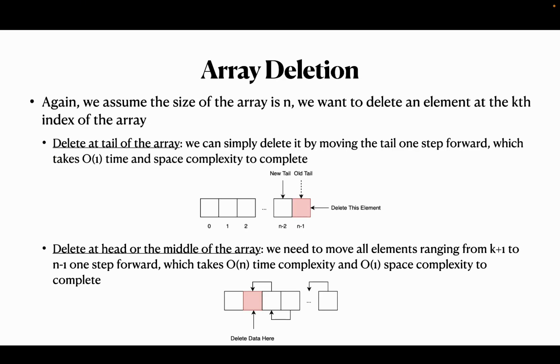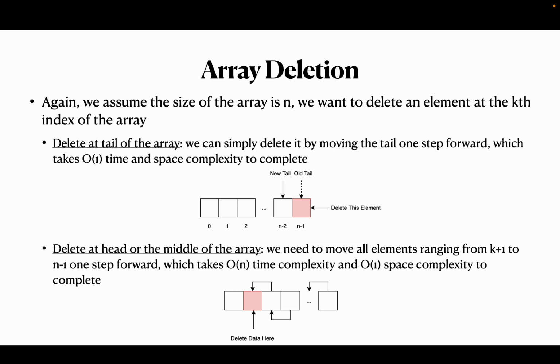Now let's talk about array deletion. Again, we assume the size of this array is n. We want to delete an element at the kth index of this array. The first scenario is that we delete at the tail of this array.